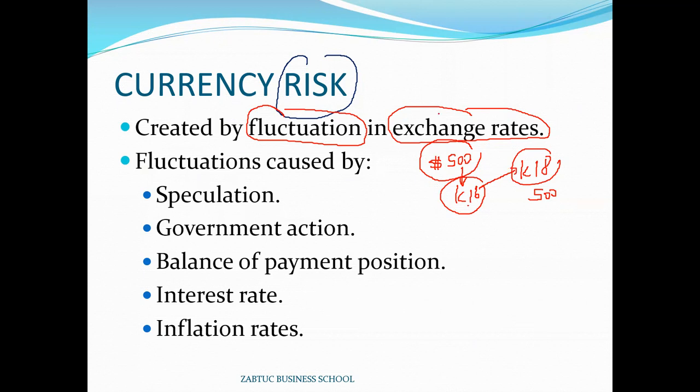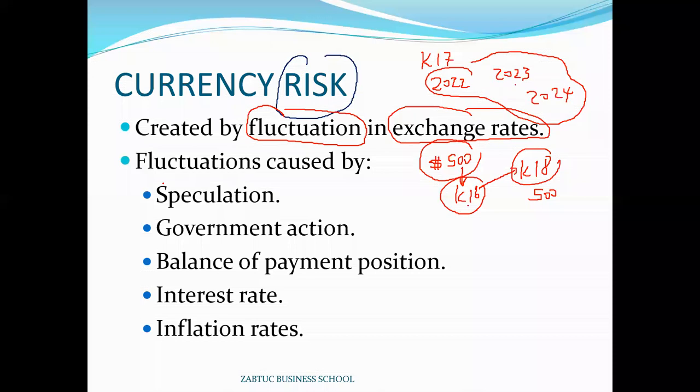If the exchange rate is stable, even if it's high, but it's stable, the whole 2022, the whole 2023, the whole 2024, the rate is stable, this is okay. If you can know how much you're going to pay for $500 for the next 3 years, then there's no risk. So the risk arises basically when there's fluctuations, the ups and downs.